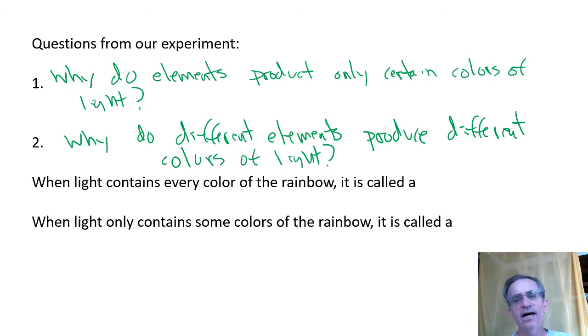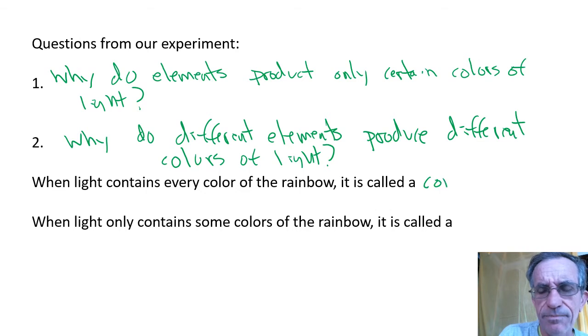All right. A couple little terms, too, though, that we should start with. When light contains every color of the rainbow, like you saw with the light bulb example, when light has every single color of the rainbow in it, like a normal light bulb, that's called a continuous spectrum. A continuous spectrum. You see every color.